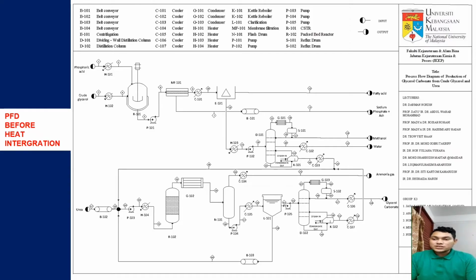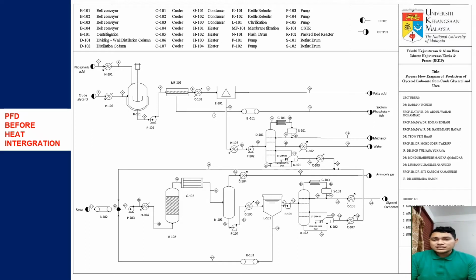The process starts with the neutralization of crude glycerol using phosphoric acid in the CSTR reactor. The solution is transferred into microfiltration to separate sodium phosphate and ash. Then, the mixture is transferred into centrifugation to remove fatty acid. After that, the mixture enters a dividing wall distillation column to separate into 3 main components, which are methanol, water, and purified glycerol. The purified glycerol is then transferred into the packed bed reactor, and the urea is added into the packed bed reactor.